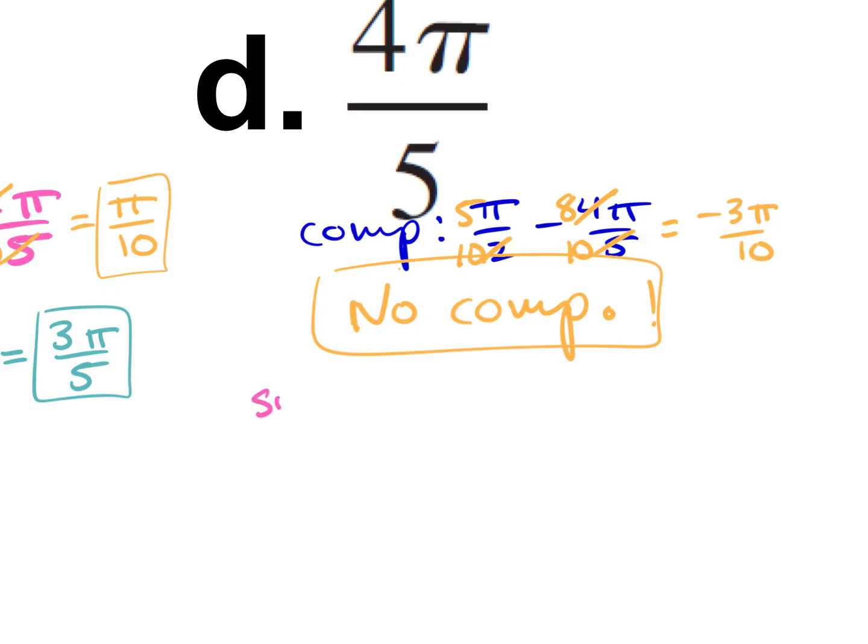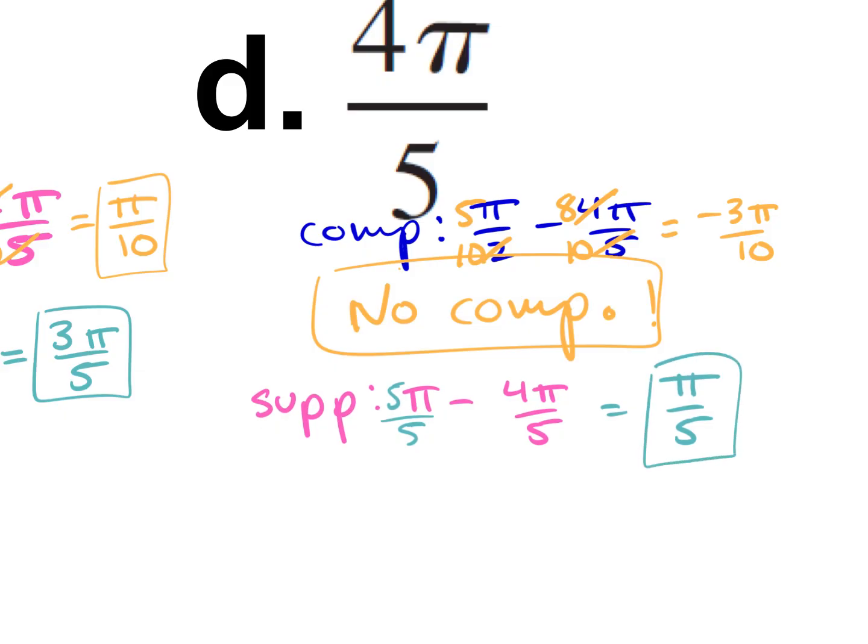What about for our supplementary angle? Pi minus 4 pi over 5. Perfect. So I'm going to make this 5 pi over 5. Give us a common denominator. What's 5 pi minus 4 pi? Pi over 5. So this would be our supplementary angle.